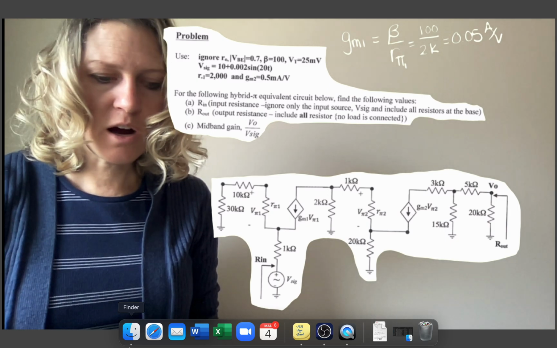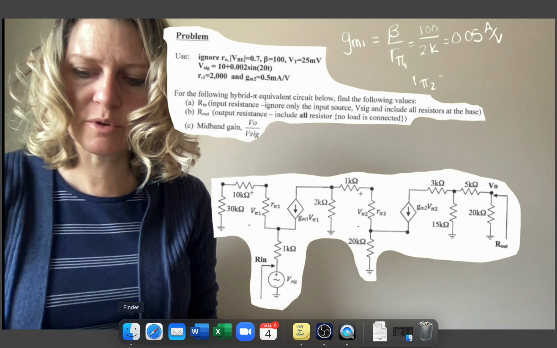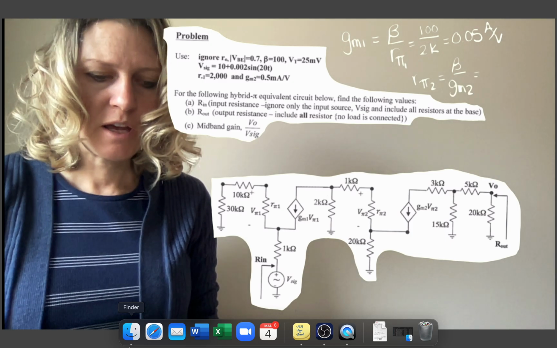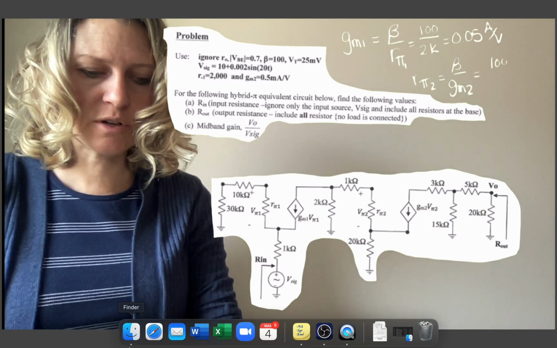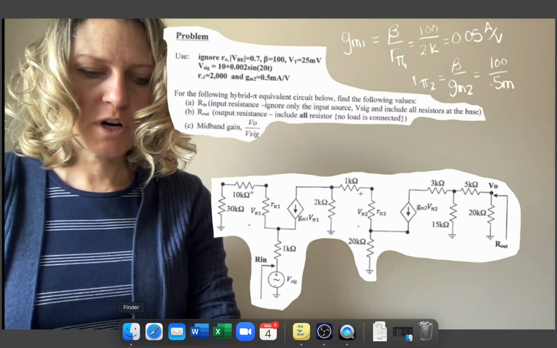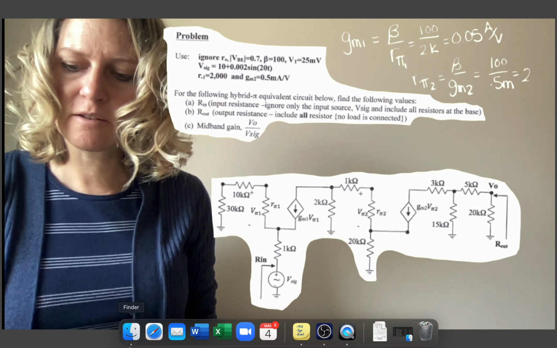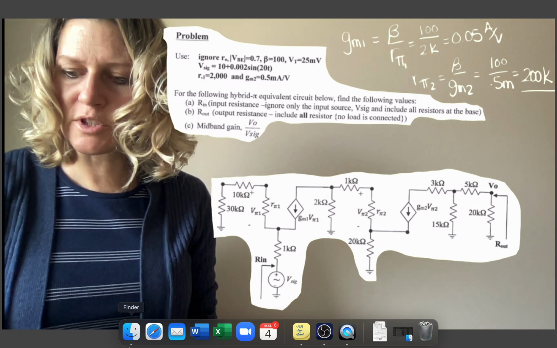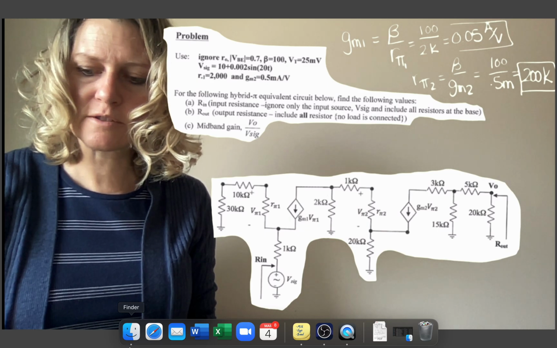And then RPi2 is also related to GM by beta over GM. And so we get 100 over 0.5 milli for a value of 200K ohms. And so we can use these two values in our solutions.